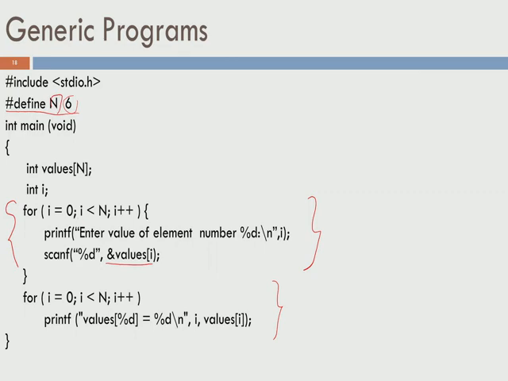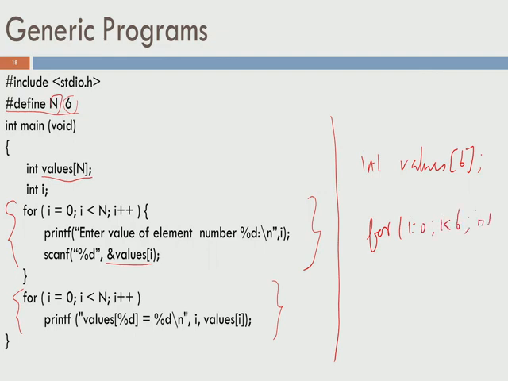So this loop will read 7 elements numbered values of 0 to values of 6, and this loop also runs on the same n. So it will print values of 0 to values of 6. We have declared the array with values of n. N is not a variable, so n takes the value 6 here. Wherever you see n, assume that it is number 6 there. So what you are essentially doing is equivalent to saying int values of 6, and you have a for loop running from I equals 0, I less than 6, I plus plus, and so on.